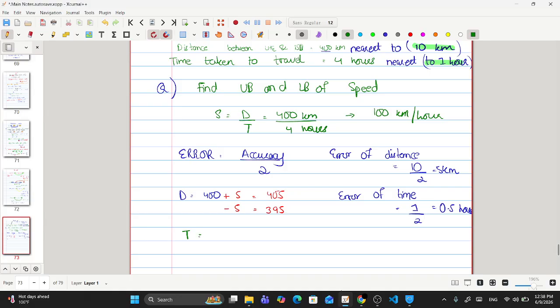Time. Time is 4 hours and the error is 0.5 hours. So the upper bound of time becomes 4.5 hours and the lower bound of time becomes 3.5 hours. Do we agree with all of that as of now? Okay. Now be careful. First write all of this down and then tell me. Chalo.